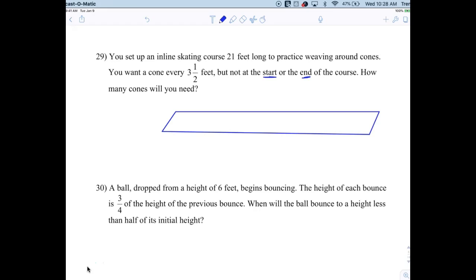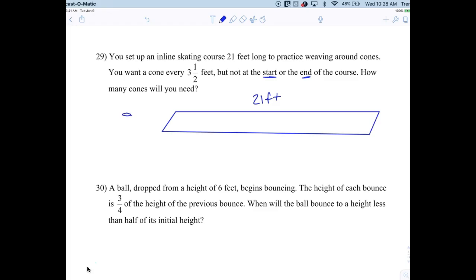All right? So it's 21 feet. So everybody's going to put 21 feet. Now, I don't know how you draw a cone. It's not important. But we're going to draw some cones, and we're going to place them every 3.5 feet.